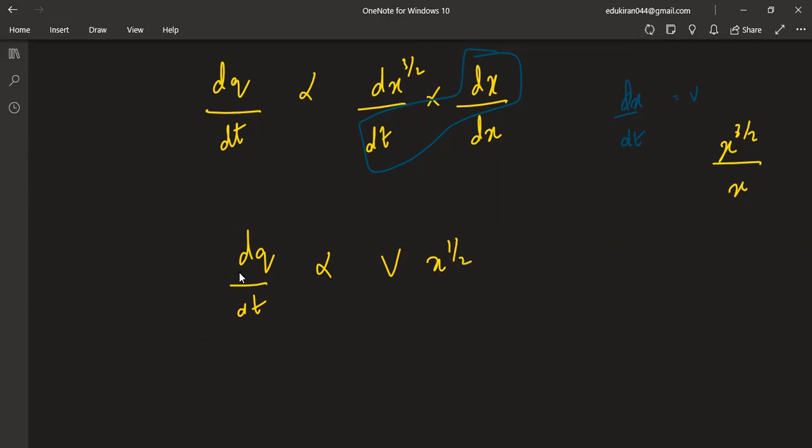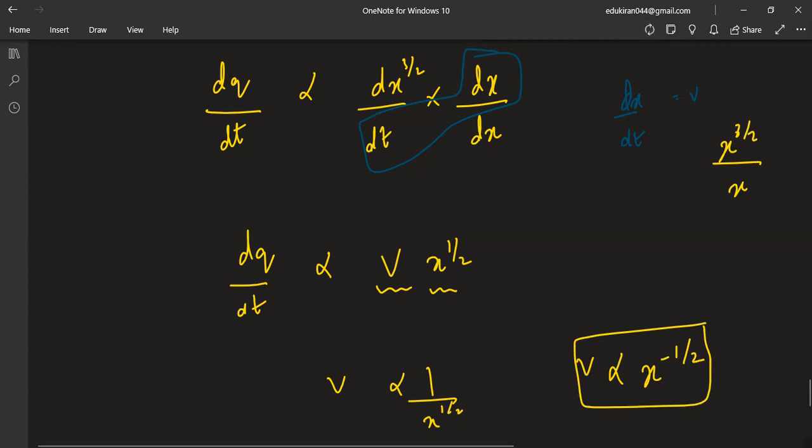So now again forget this dq because this is also not of your importance right now. What is important to you is v and x. See how they are proportional to each other. V will be inversely proportional to x to the power half. So V is directly proportional to x to the power minus half. This is how you have to relate the quantities.